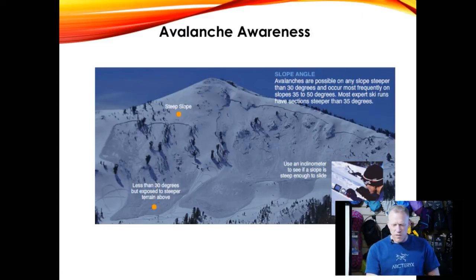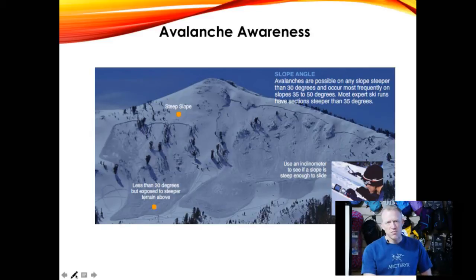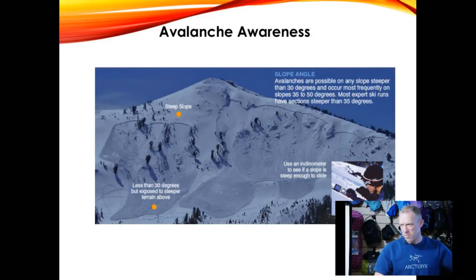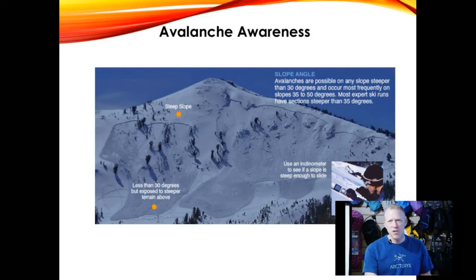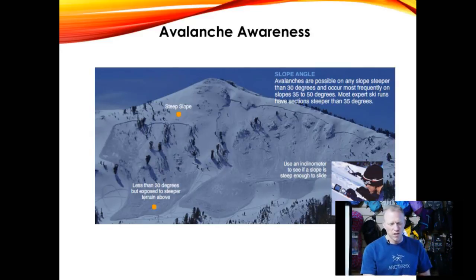Slope angle is one of the things that's the most important and one of the more well-known aspects of avalanche assessment. If your slope approaches 30 degrees, that's where it begins. If it's between 30 and 45, that's the big danger zone there, especially 35 itself. This is the angle that most ski areas have their terrain at.